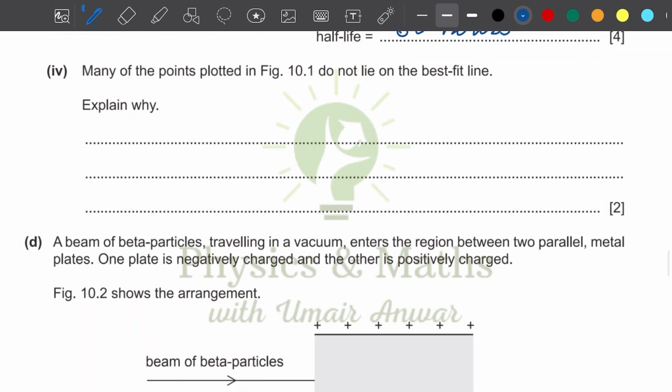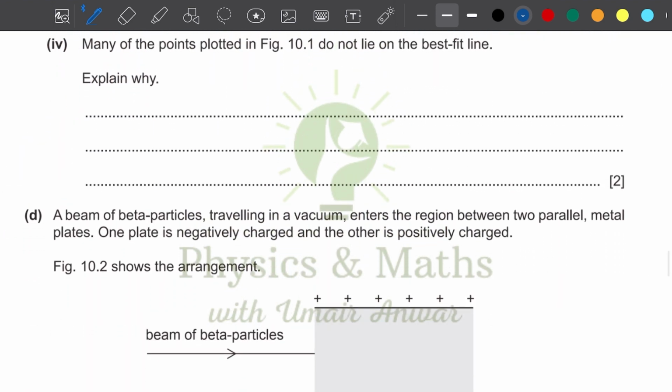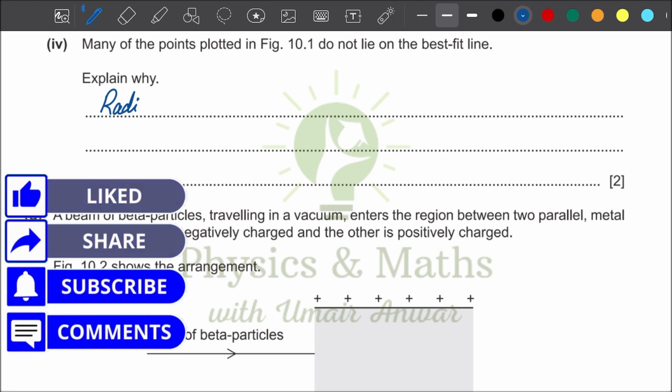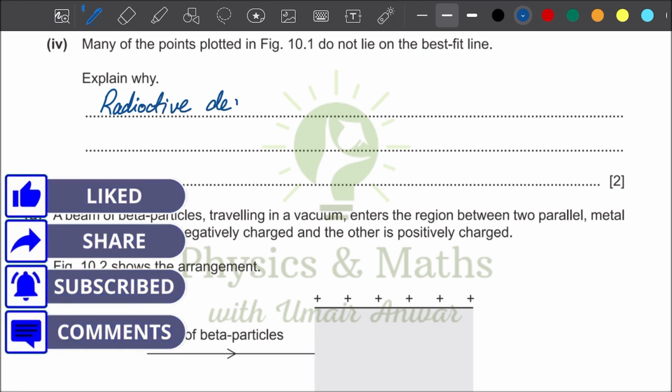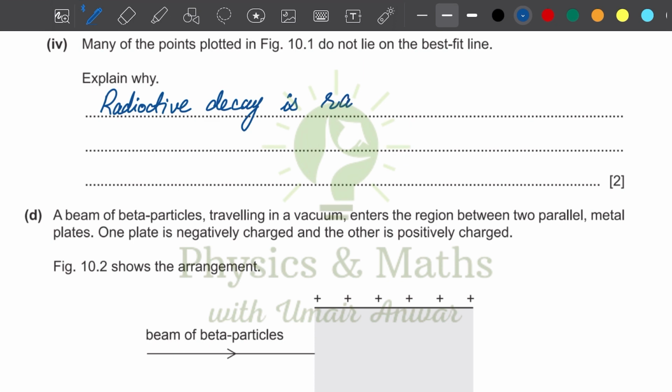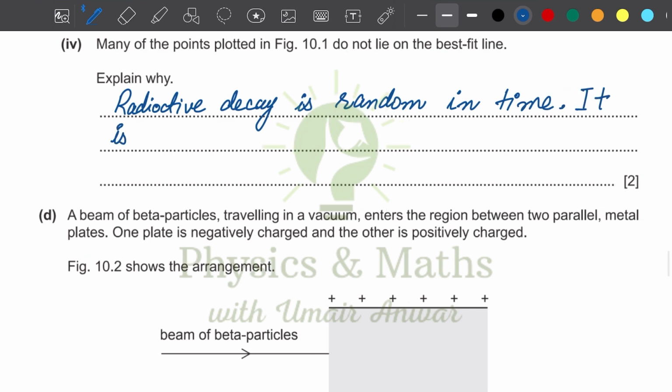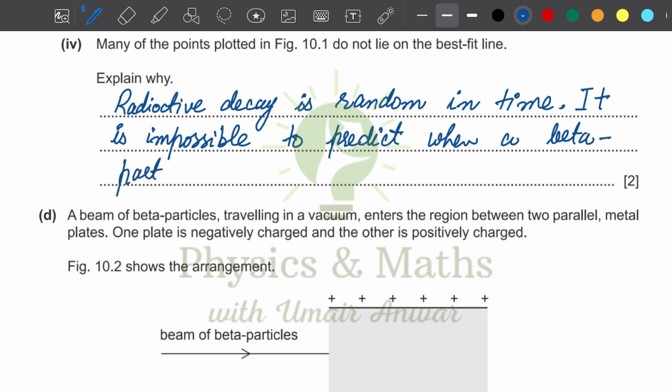The next part says many of the points plotted in figure 10.1 do not lie on the best fit line. Explain why. The reason is that the radioactive decay is random in time, which means it is impossible to predict when a beta particle would be emitted.